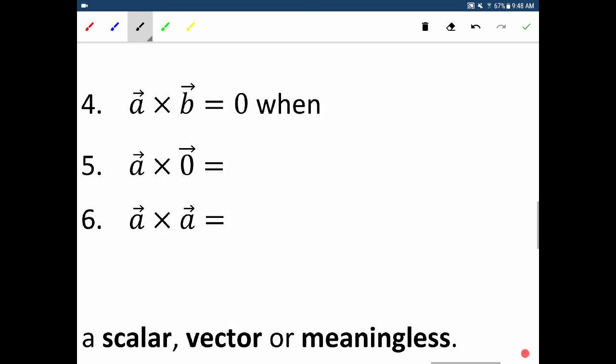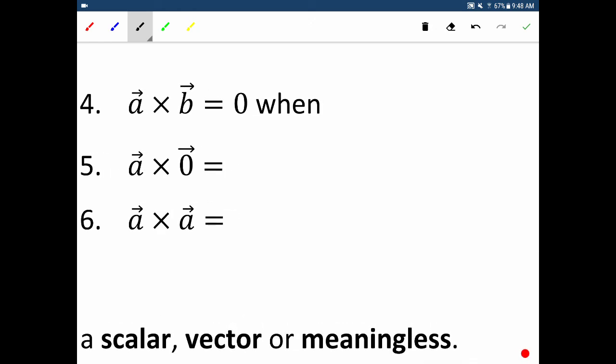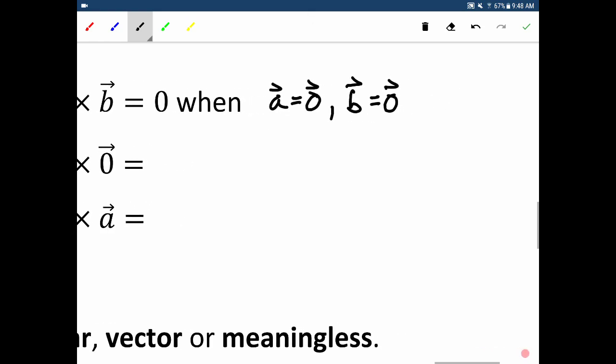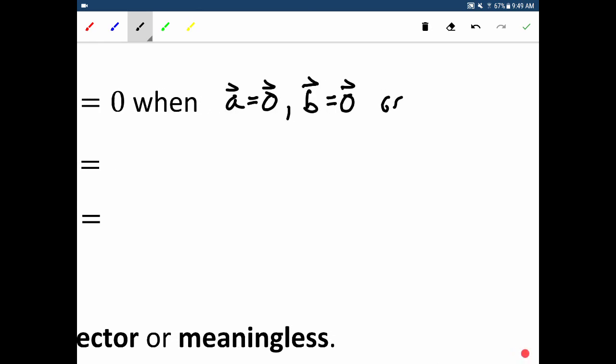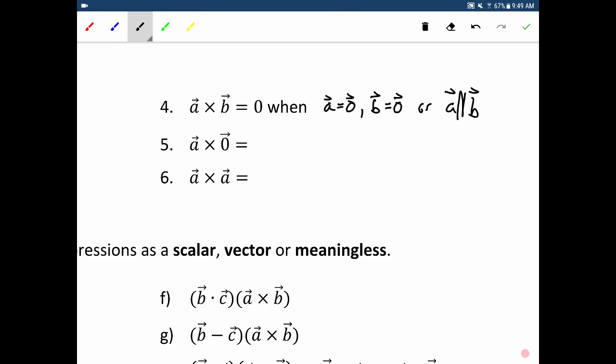Okay, so A cross B equals 0. So what that means is that it can be a couple things. It can either mean that A is the 0 vector. It can mean B is the 0 vector. Or it can mean that A and B are collinear. Okay. A cross the 0 vector is just the 0 vector, and then A cross A, we already talked about that, is the 0 vector as well. Okay?